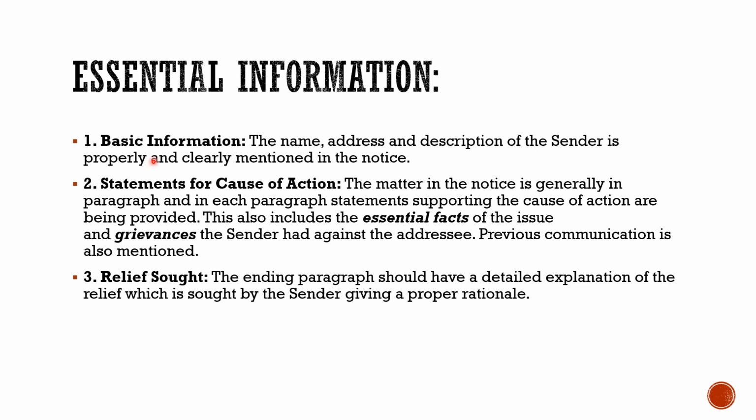Essential information. Basic information such as name, address, and description of the sender should be clearly mentioned. Statements for cause of action. The matter in the notice is generally in paragraphs, and in each paragraph, statements supporting the cause of action are provided. This also includes the essential facts of the issue and grievances. Relief sought. The ending paragraph should have a detailed explanation of the relief sought by the sender, giving a proper rationale.